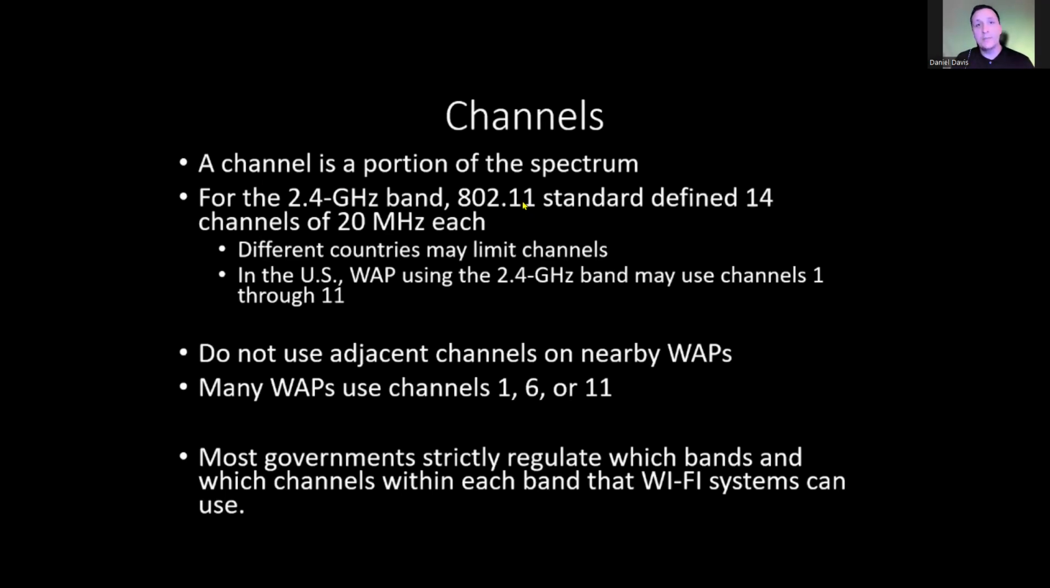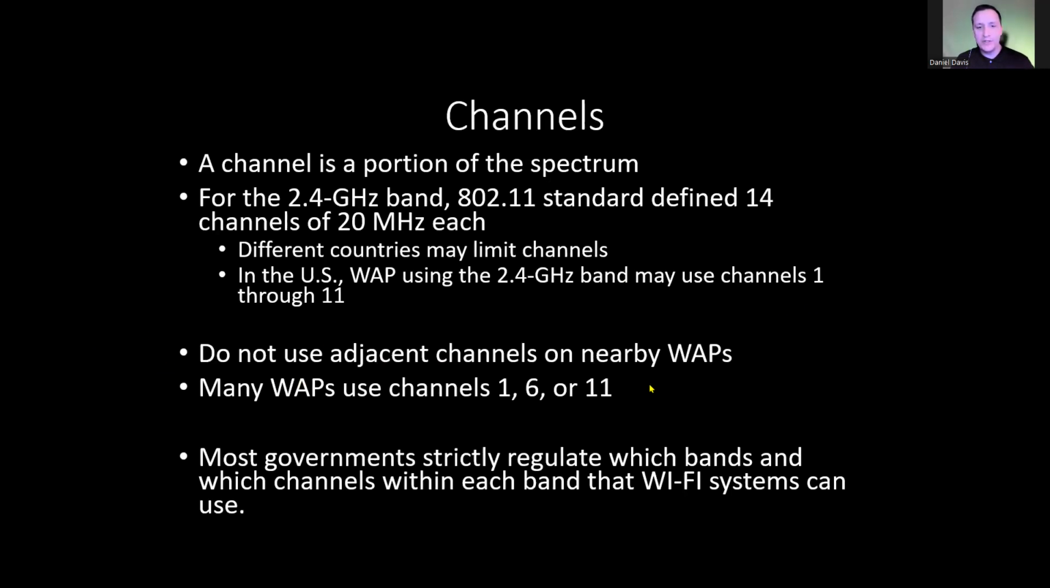Channels. A channel is a portion of the spectrum. So for example, for the 2.4 gigahertz band, our 802.11 standard defines 14 channels that are 20 megahertz each. That doesn't necessarily mean every single country will use all of those channels that are potentially available. So as I mentioned before, this is something that's fairly heavily regulated, and it's regulated differently by each government of each different country. So for example, in the US, the 2.4 gigahertz band may use 11 channels, or channel 1 through 11.